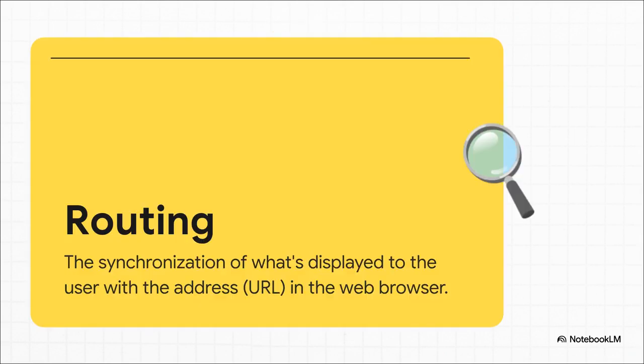Well, it's routing. At its heart, routing is basically the bridge that connects a specific URL to the code that actually builds the page you see. You can think of it as the rulebook for your app's addresses. It makes sure that when a user goes to a specific place, the right stuff gets displayed. It's probably the single most important feature of any web framework, really.